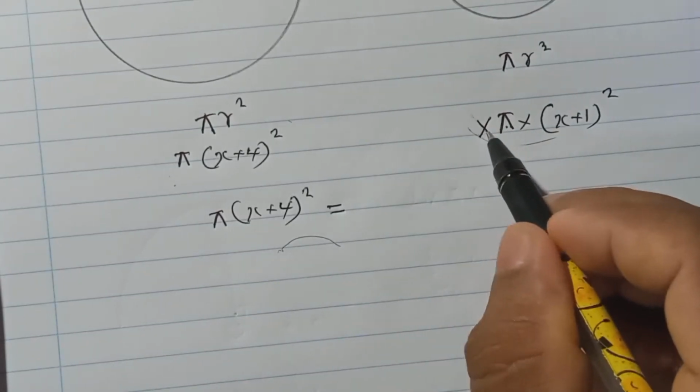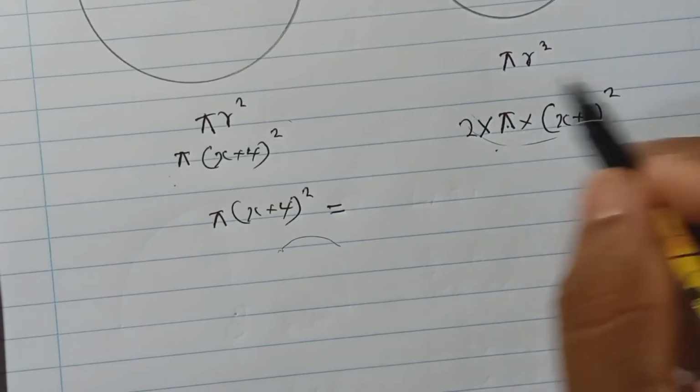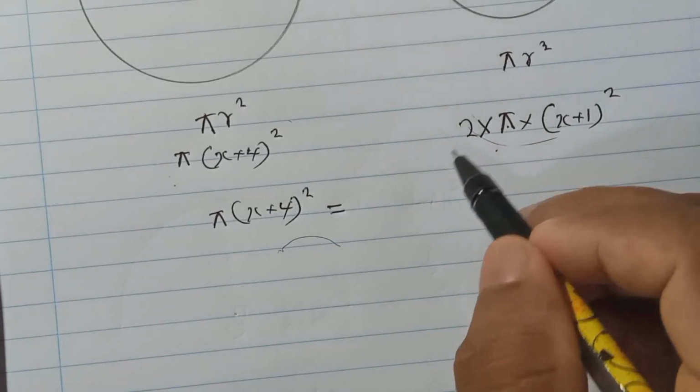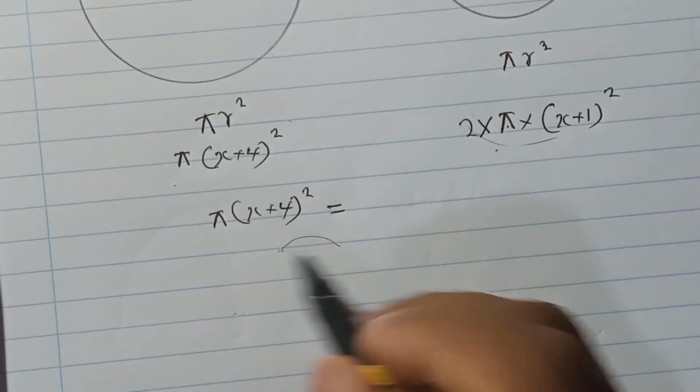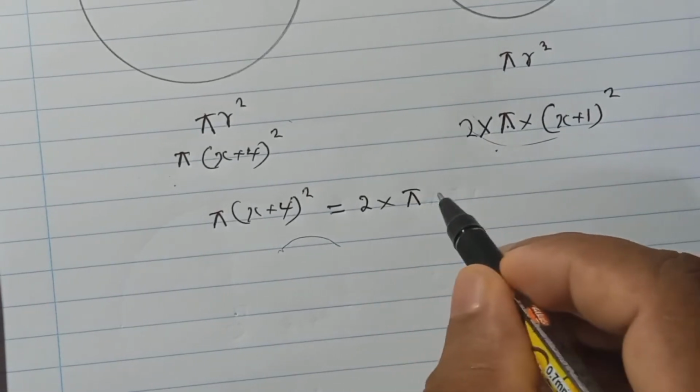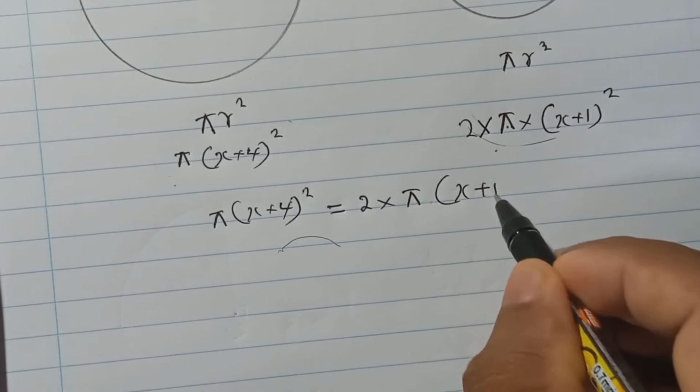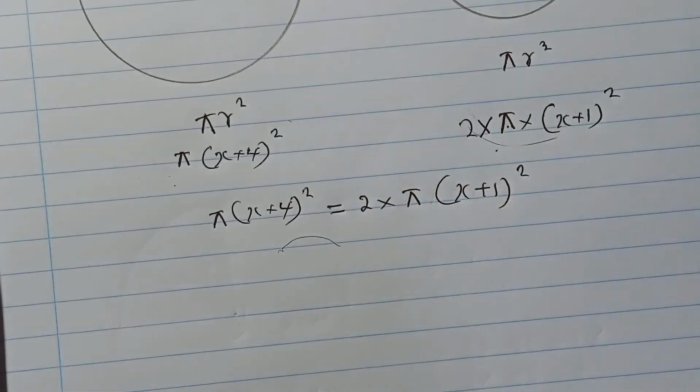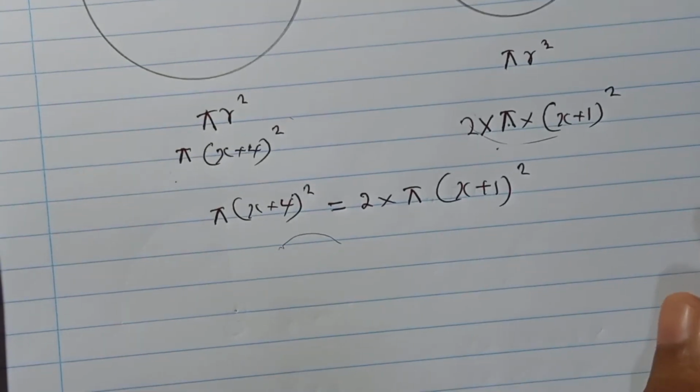This one you have to multiply by 2. This area of circle B you need to multiply by 2 to make it equal to this one, right? So that's why I will multiply 2 into this area of circle B, right? Now this is the equation. Now you have to solve this, then you need to find the value of x.